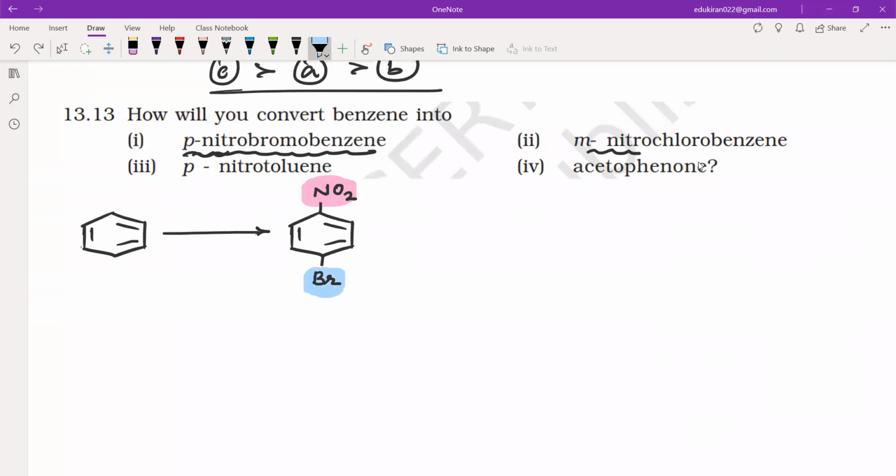Okay. So what is the reaction? If I have to add a nitro group in benzene, then what is the reaction that I have to do? Tell me first that. Nitration. If I have to add bromine, then what do I have to do? Halogenation. Yes, halogenation. Specifically speaking, it will be bromination. Now, no problem till here?